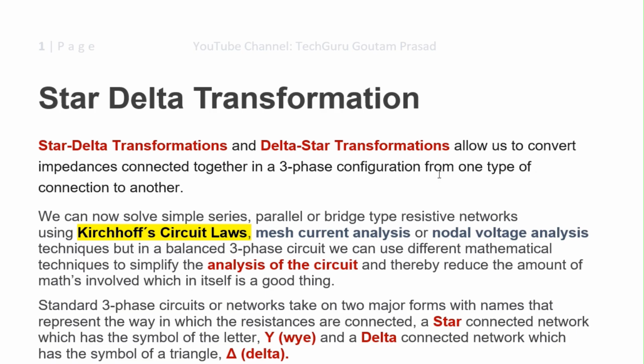Here we are going to discuss star delta transformation or delta star transformation. This transformation is basically changing a star connected set of resistances or impedances into a delta connection, or a delta connection into a star connection. So this is a vice versa kind of conversion or transformation.